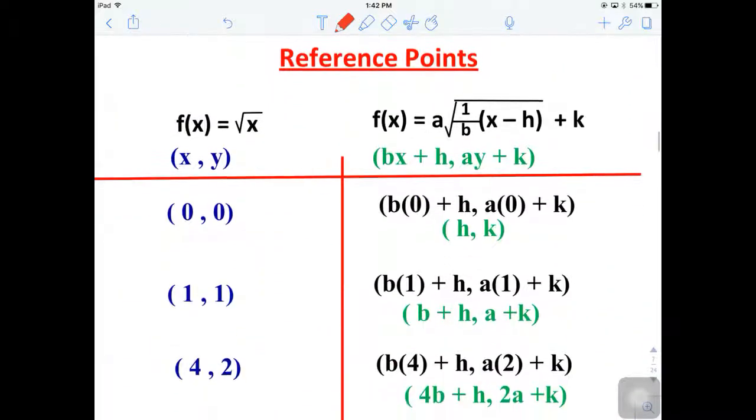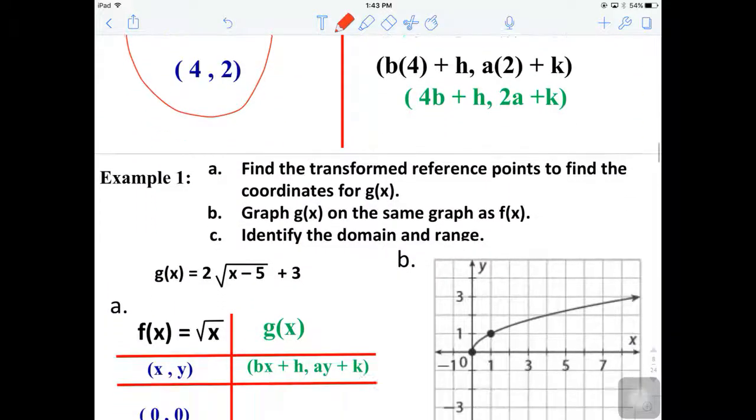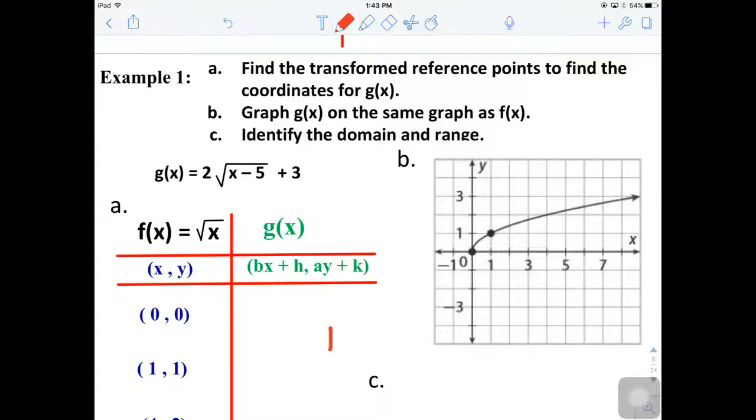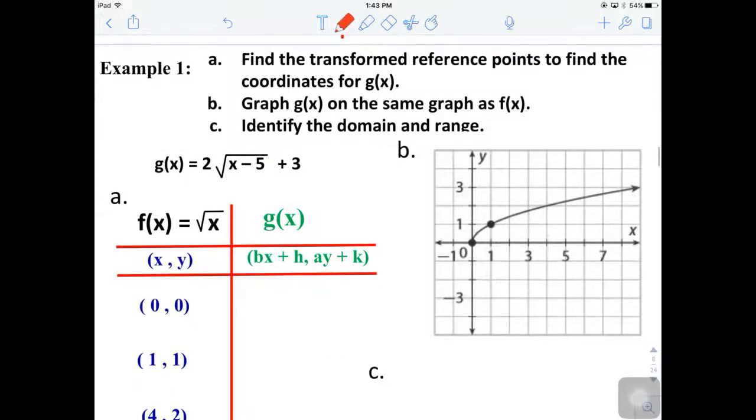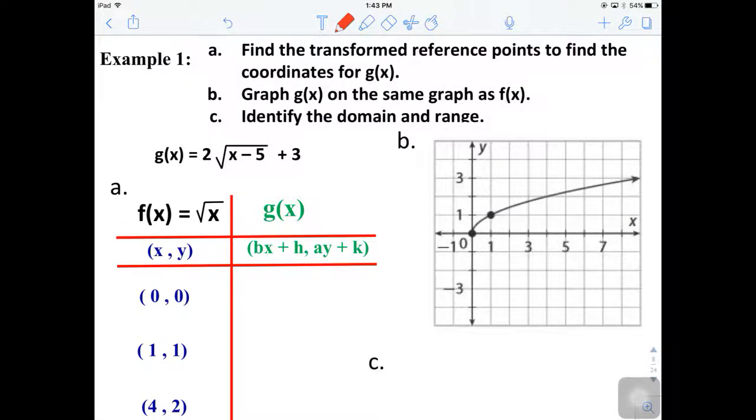And here is a quick review of the reference points. So take a look at these 3 points again. Remember, those are the 3 points that make up the square root function, right? So here we have the 3 points. And we're going to do a problem that's dealing with square root. So you have the equation here, g of x equals 2 times the square root of x minus 5, plus 3 in the back.